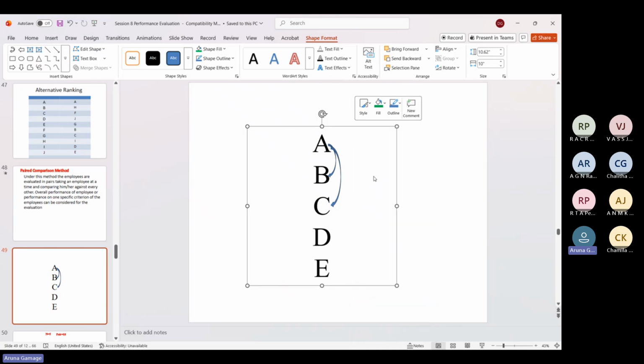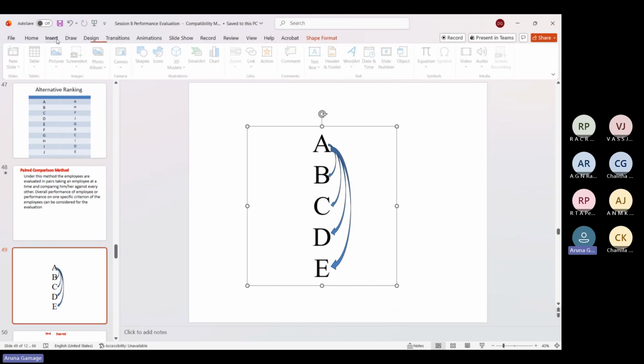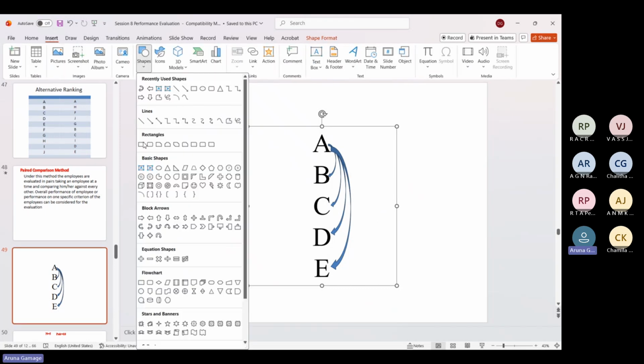Then A is compared with D. Who is the best? Best one is given a point. Then A is compared with E, with the best one given a point. Now I have compared A with all the others. Then I have to continue with the others.